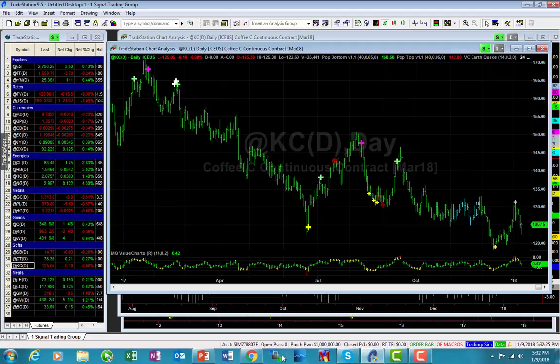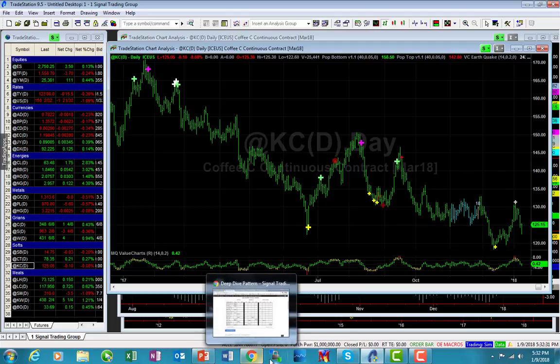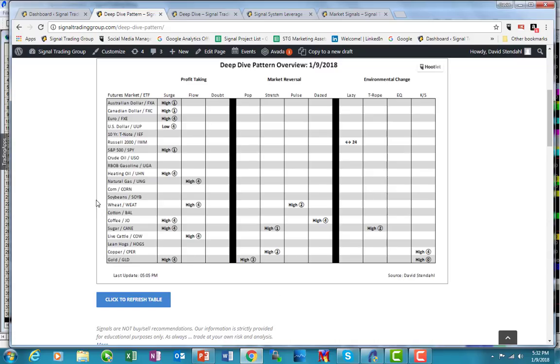And if we go back to our process here, in this case coffee, we had a surge high and a dazed high. In both instances, they're highs. They're telling us that the market has gotten ahead of itself, one being a reversal, which is stronger than just a profit taking by itself, but then as a profit taking.